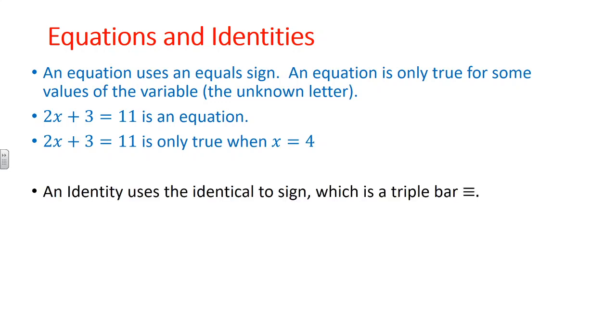An identity uses an identical to sign, which is a triple bar. So you may have seen it or you may not, but if you've got 3 bars, you're working with an identity. An identity is saying that both sides are identical to each other, but just written in a different format. So they've got the same value, but they're just written in a different way. Often used in algebra, one side will be simplified differently to the other side.